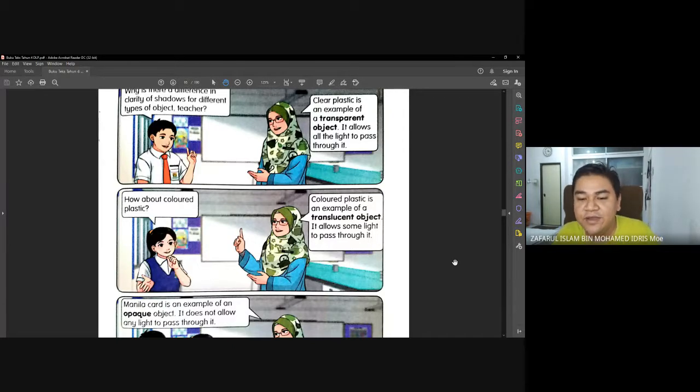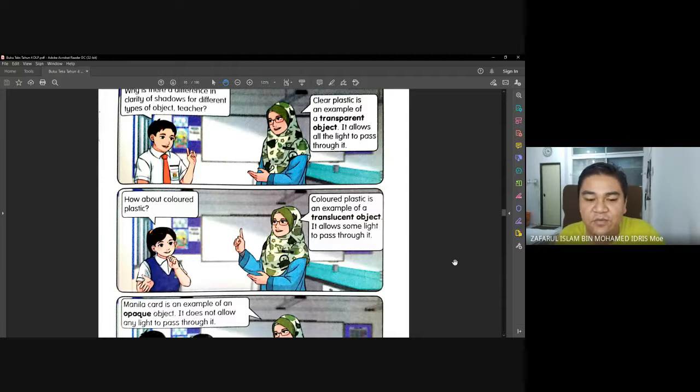Okay, the second one, colored plastic. Awak pergi pasar malam, dia bagi plastik merah, plastik kuning, kan? So colored plastic is an example of a translucent object. Ayah awak beli ayam goreng kat pasar malam, awak tengok apa yang ayah beli tu tak nampak sangat. Awak cuma nampak ada ketul-ketul kat dalam tu, tapi tak nampak what is the object. Because it allows some light to pass through it. Awak cuma nampak kabur-kabur sahaja.